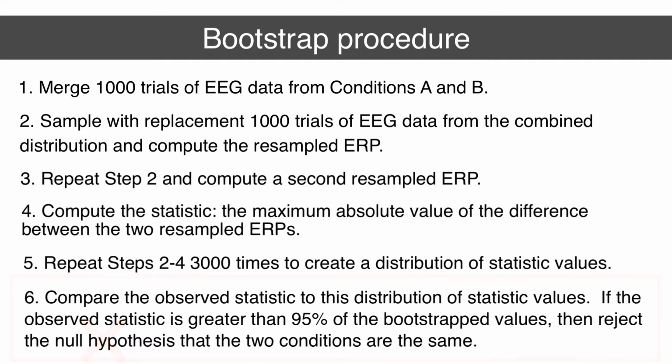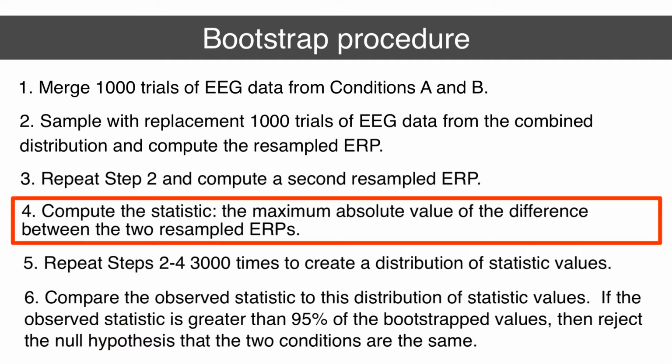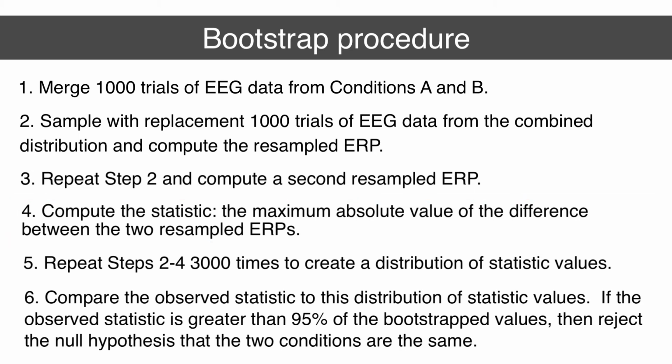We proposed a complicated statistic, in this case, the maximum absolute value of the difference between the two resampled ERPs. For this statistic, we don't have an obvious formula to decide whether the resulting statistic is significant or not. To determine the significance of our statistic, we employed a bootstrap procedure, and we can perform this bootstrapping even for the relatively complicated statistic. The bootstrap procedure is a powerful approach to compute statistical significance of complicated quantities.